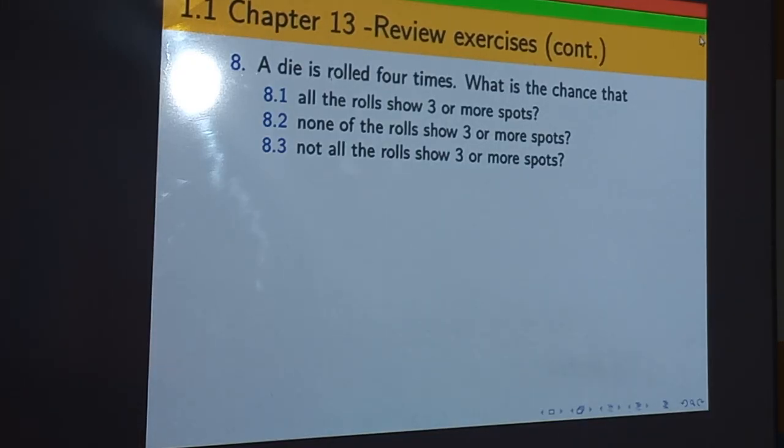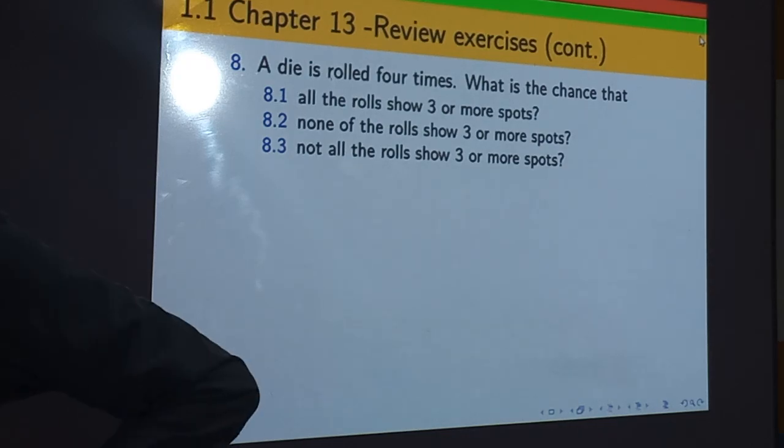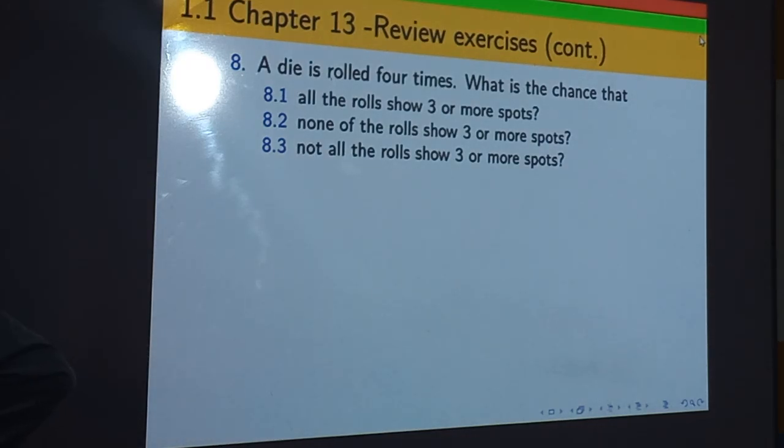Then the probability that none of the rolls show three or more spots is (2/6) to the power 4. And this one is: not all the rolls show three or more spots.